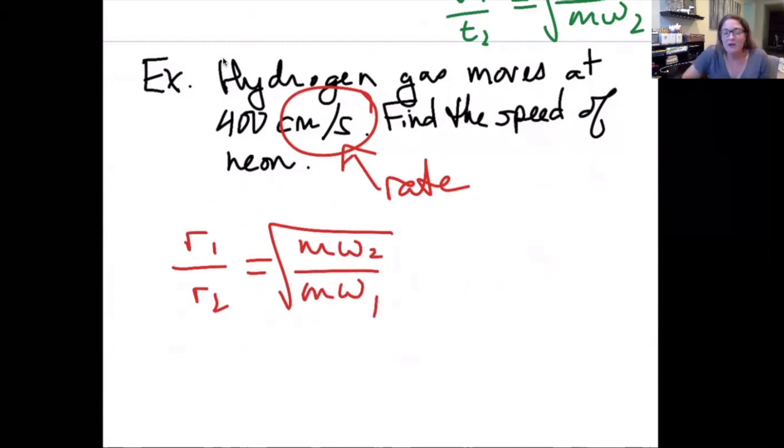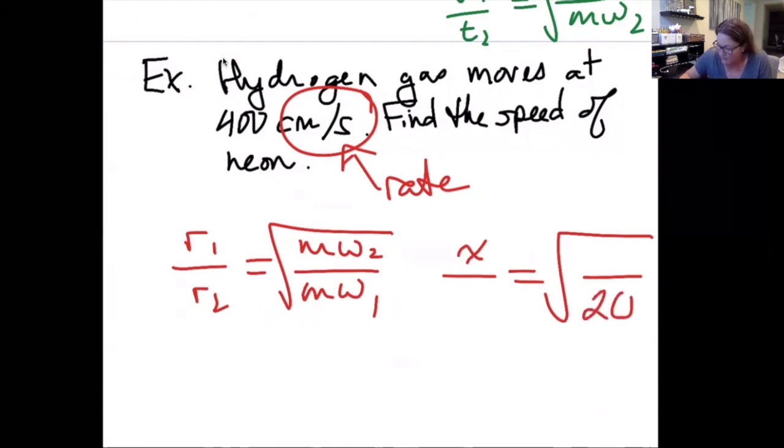It doesn't matter which gas I decide is gas 1 and which gas I decide is gas 2. I prefer, however, to have my unknown in the numerator. So if I'm going to find the speed of neon, I'm going to put its unknown speed here. And the molecular weight of neon, which is 20, goes there. The speed of hydrogen is 400, and the molecular weight of hydrogen, don't forget hydrogen is H2, the molecular weight of 2 will go here.